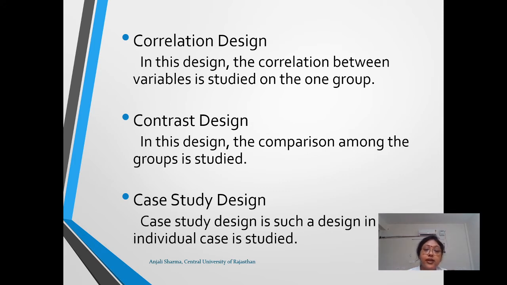And further, the correlational design: in this design, the correlation between the variables is studied in one group. A contrast design means we are going to compare among the groups in a study, and a case study is a design in which individual cases are studied. So these are the non-experimental designs that we are going to adopt to conduct our study.